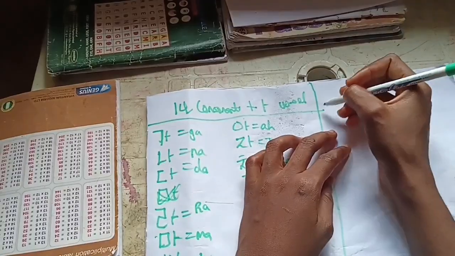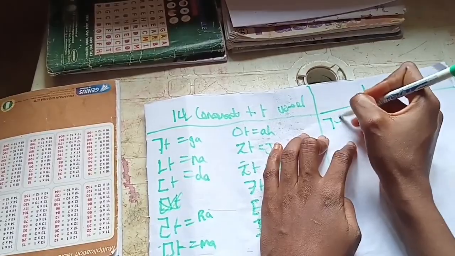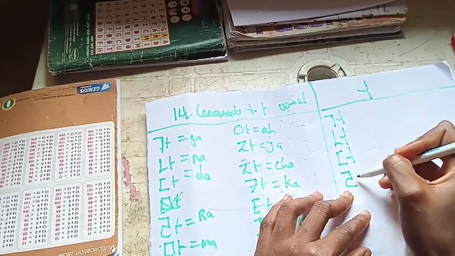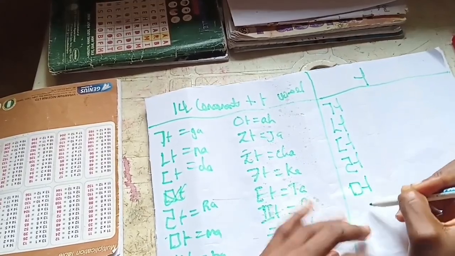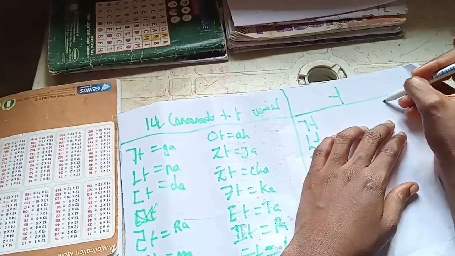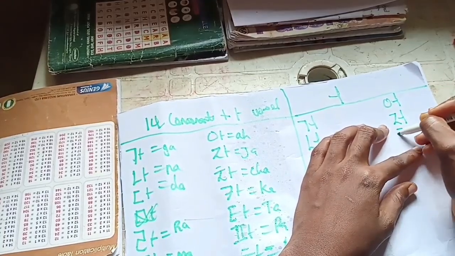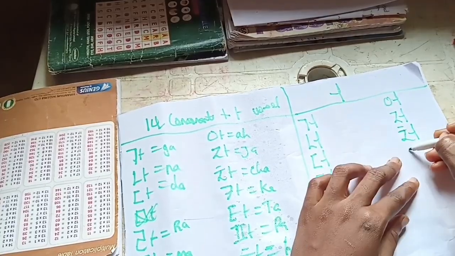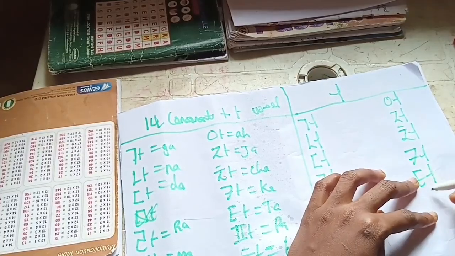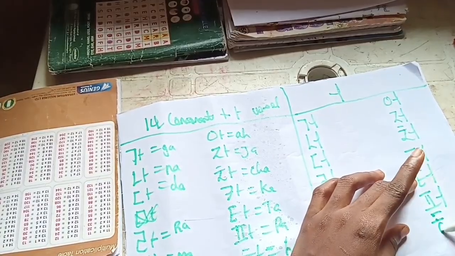So now we're going to be moving to a combination of the O vowel. So go, no, do, ro, mo, bo, so, o, jo, cho, ko, to, po, and ho.